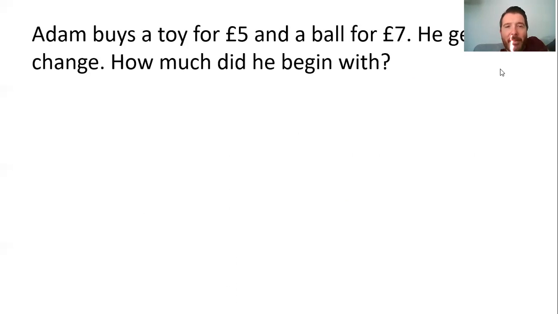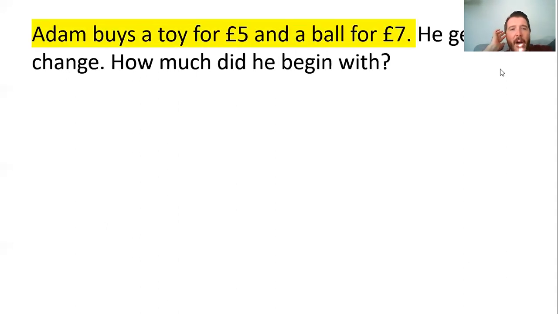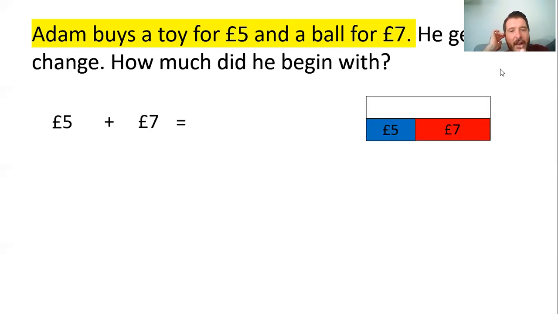Next one. Adam buys a toy for £5 and a ball for £7. He gets £8 in change. How much did he begin with? Now, this is quite tricky. So our first part, we need to find out the total of what he bought. So we spent £5 on a toy and £7 on a ball. And 5 add 7, nice and easy, is £12.